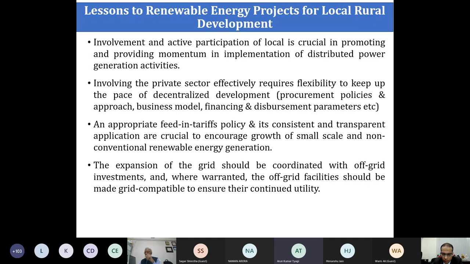In the last session, somebody from Nepal was asking that the off-grid projects are now becoming defunct because they do not have any policy or any program to convert them from off-grid to on-grid. In this regard, we will discuss in a later slide that in Uttarakhand, in India, we have converted many different off-grid plants into on-grid plants. So we will discuss that later. Next.